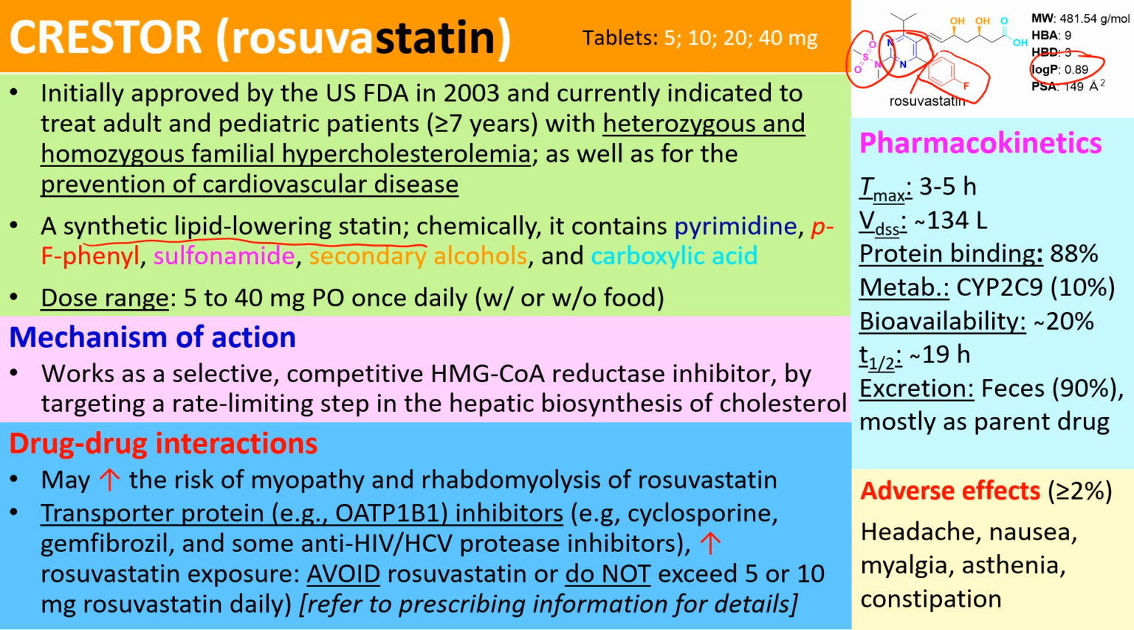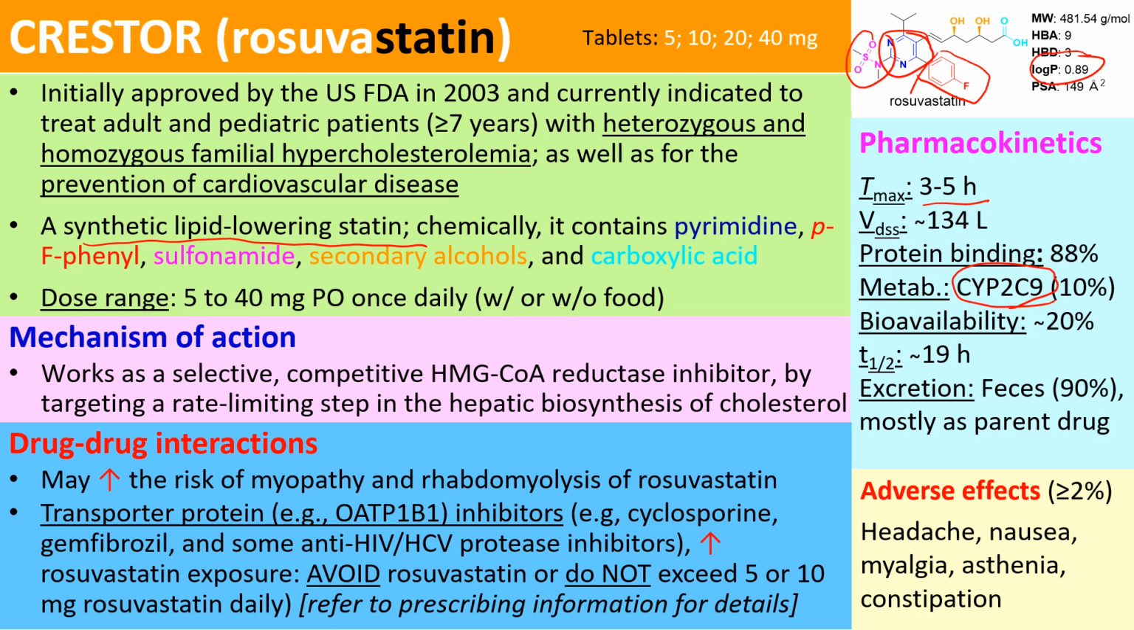Pharmacokinetically, Tmax is 3 to 5 hours, and the volume of distribution is 134 liters. Protein binding is 88%. For metabolism, it is a substrate of CYP2C9, so about 10% will be metabolized by CYP2C9 for this medication. Bioavailability is about 20%, and half-life is approximately 19 hours.